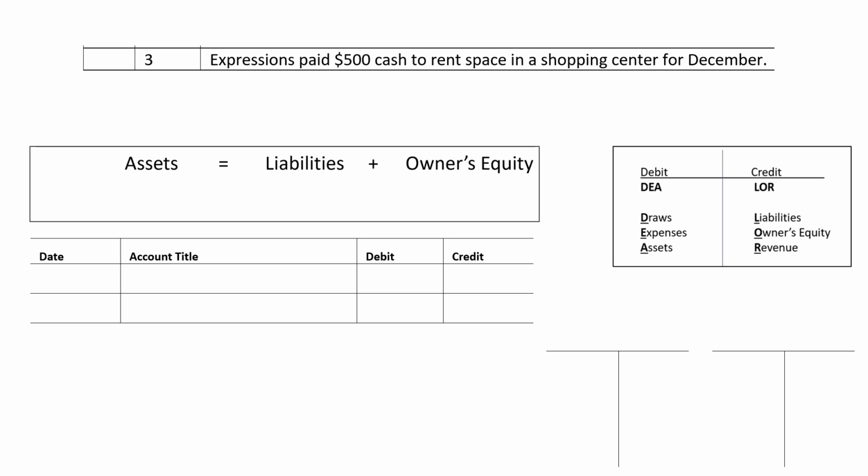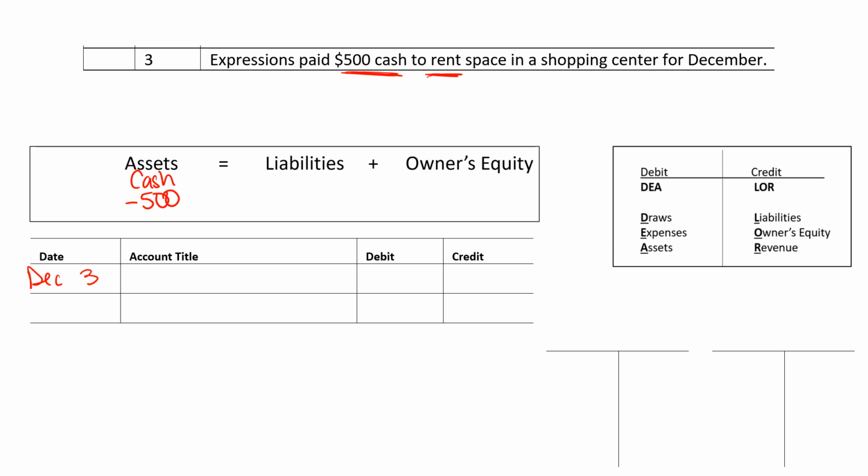December 3rd, Expressions paid $500 cash to rent space in a shopping center for December. So what's happening is cash is being paid for rent. So this is December 3rd. Cash is being affected. We know cash is an asset. Cash is decreasing by $500 because it's being paid out. It's being paid for rent expense.